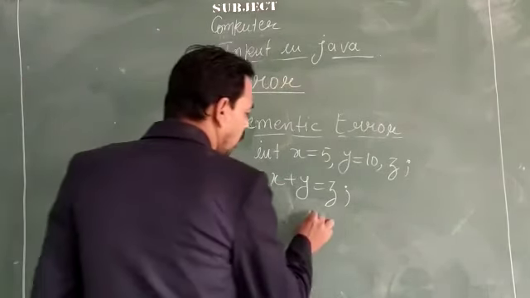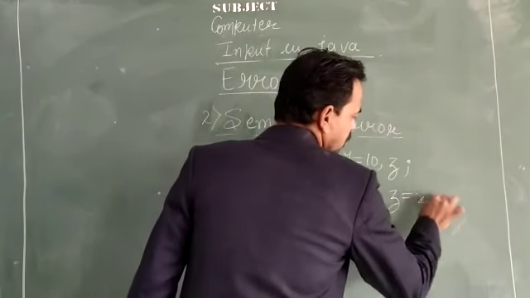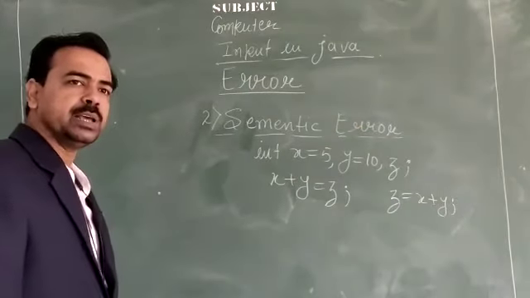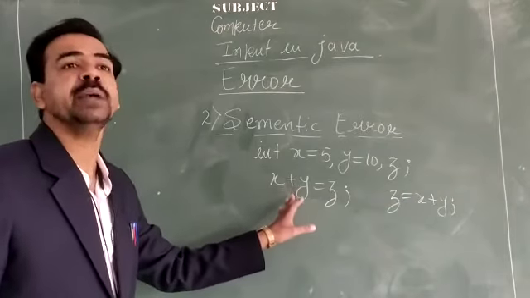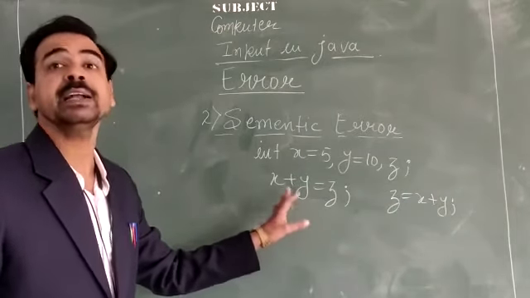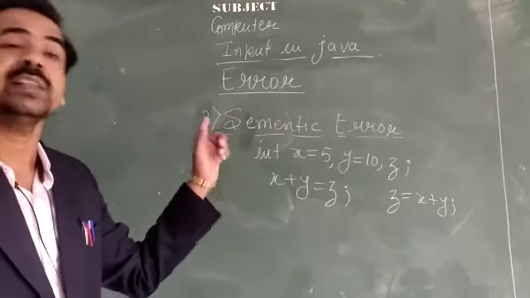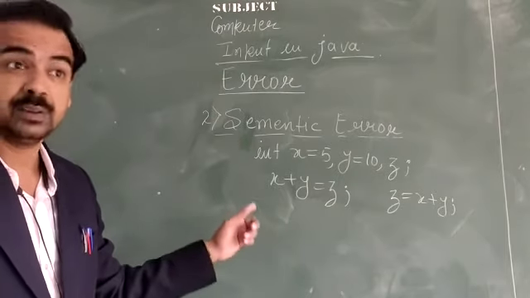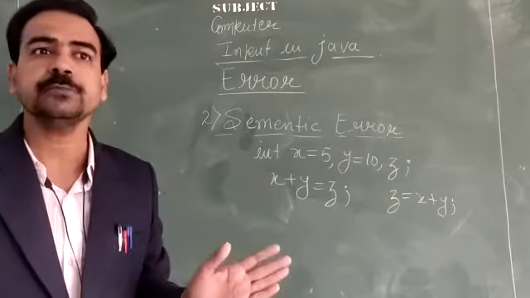So the correct form of this statement should be z is equal to x plus y. Okay, now it is correct. So here we can say this is semantically wrong, semantically incorrect. The previous one we can say was syntactically wrong. Got it? Syntax and semantic. Understood the difference?